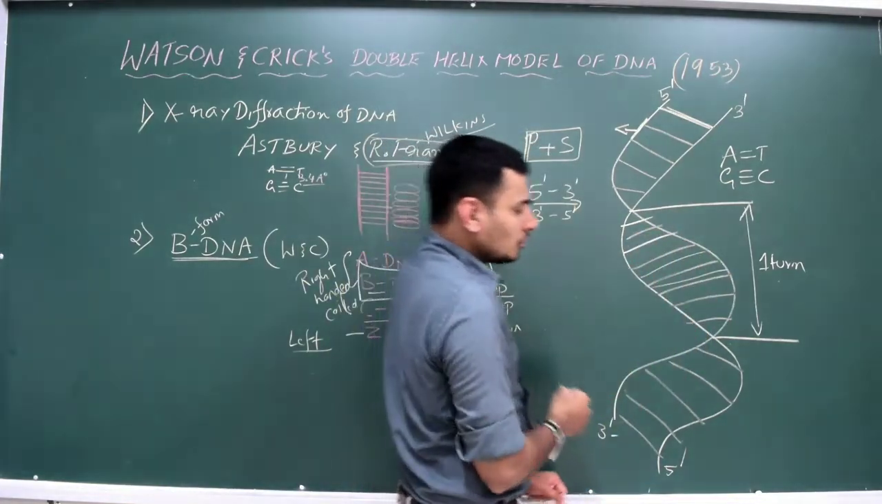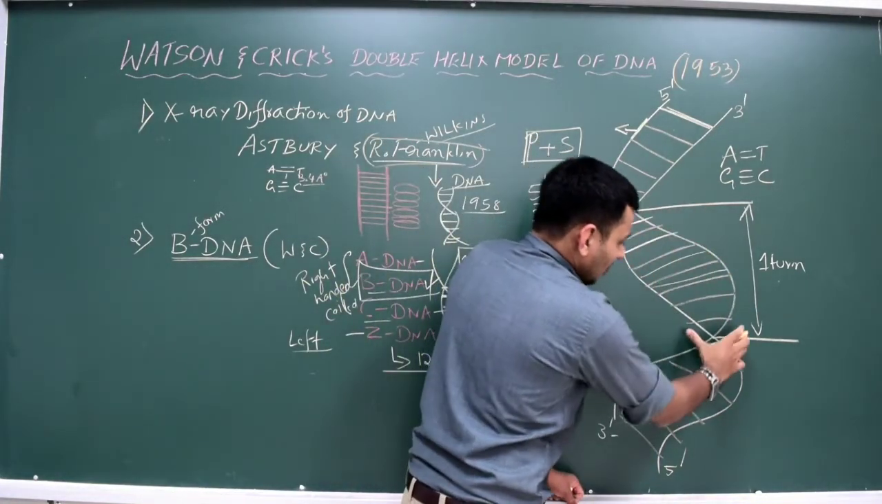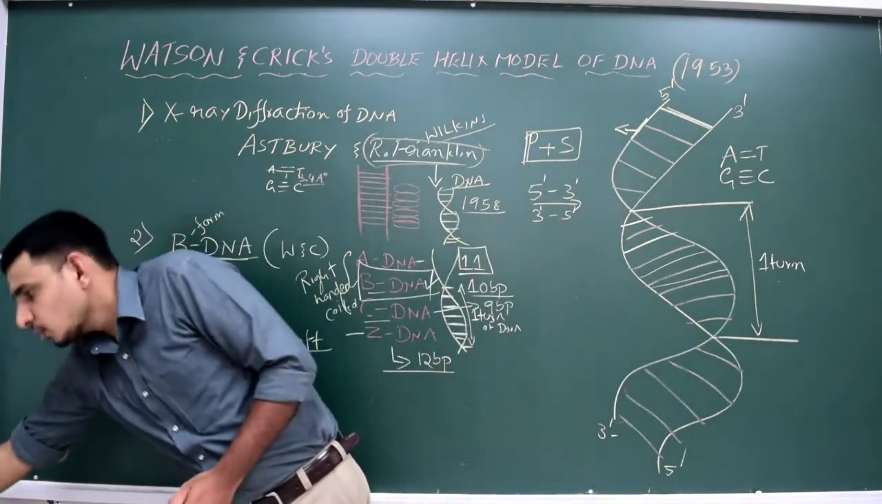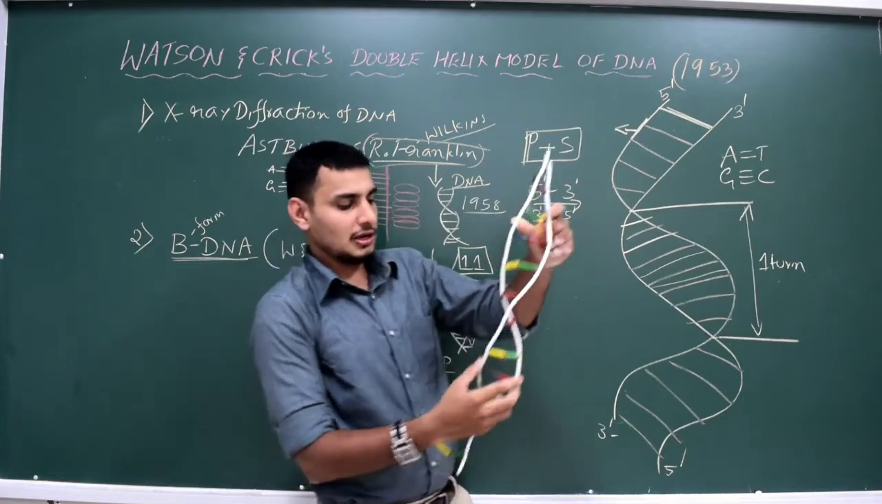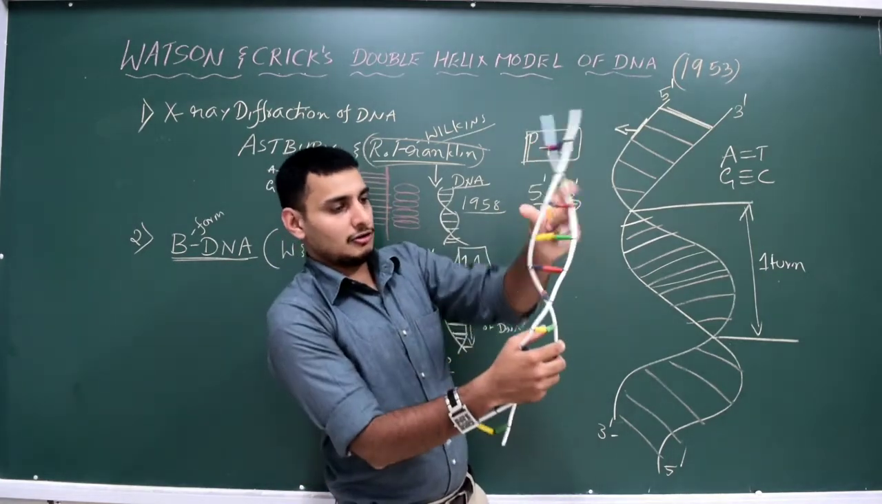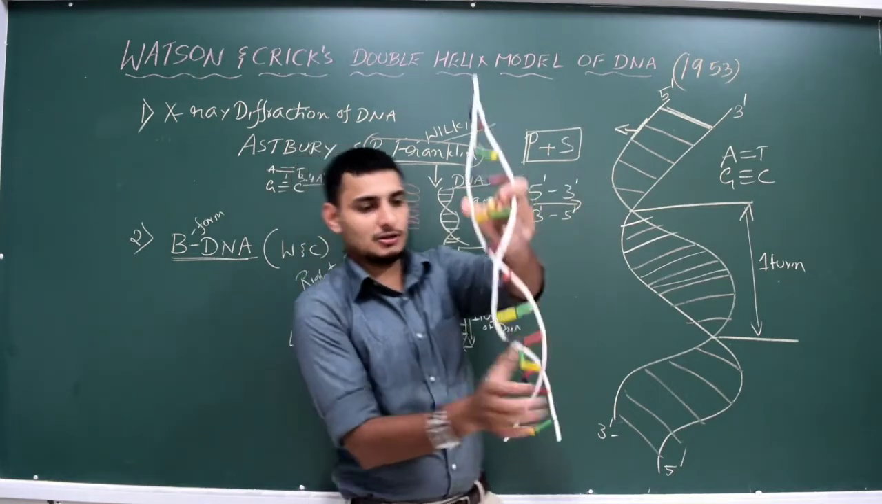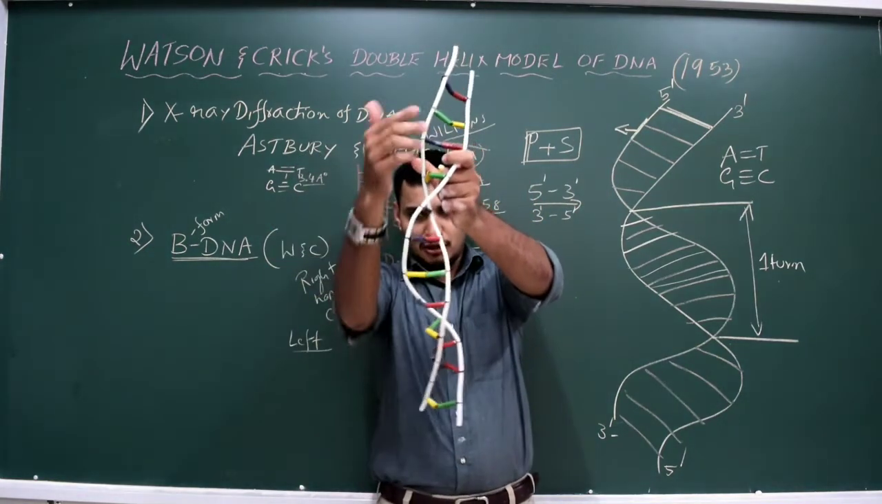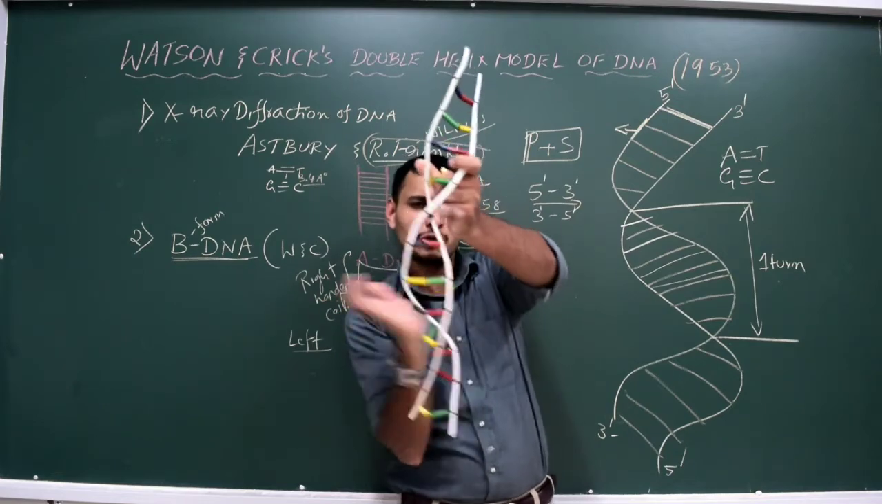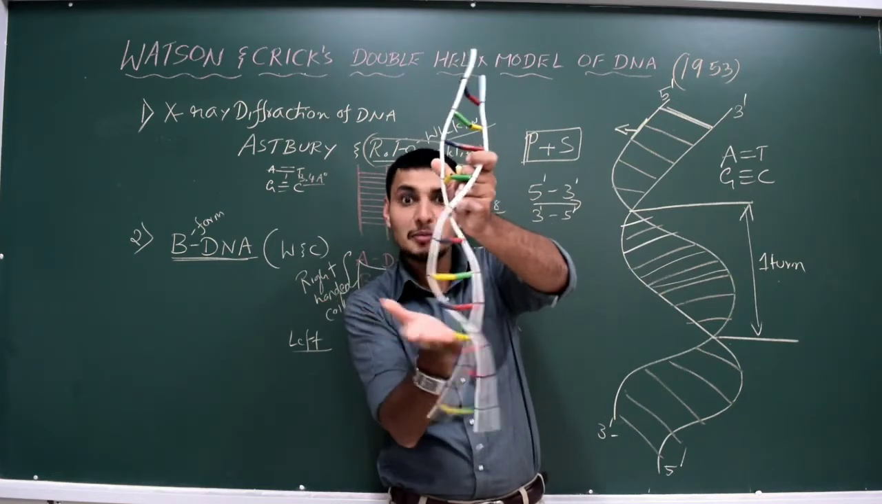Now, if you carefully look, particularly here, this is called the major groove. I have got a model, I just forgot to show this to you. Obviously, you know this model. Here we'll bend it a bit. Now you could see here, it is more bent towards the left side, correct? So this is called the major groove.